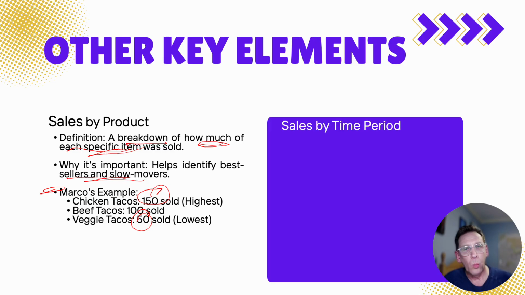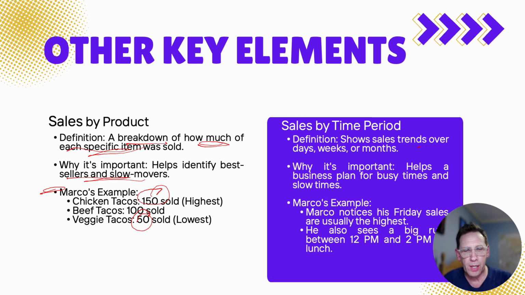We can also look at your sales by time period. This shows trends over days, weeks, months. It helps your business plan for those busy times and your slow times. So, for example, Marco notices that his Friday sales are usually his highest. He can look at Monday through Saturday, but he determines that his Fridays are when he makes the most sales. That's when his sales revenue is the highest.